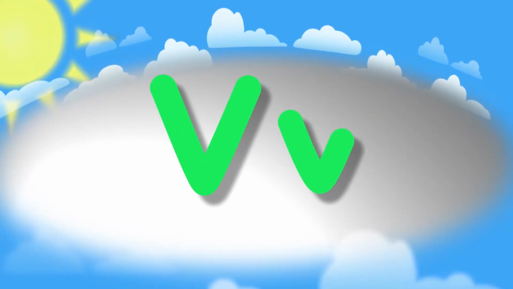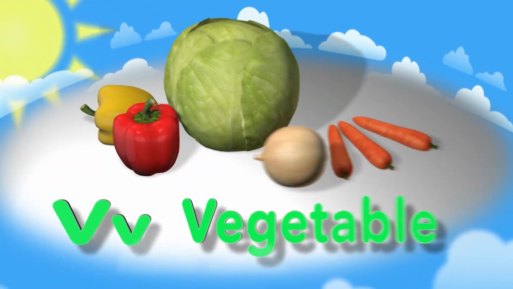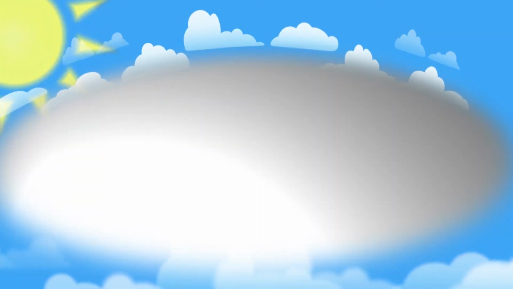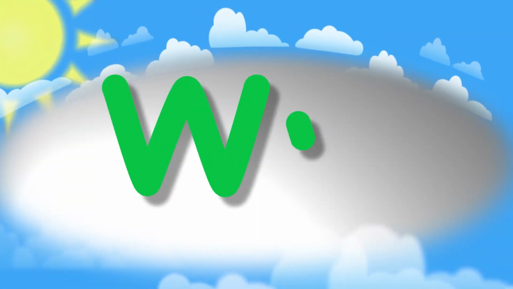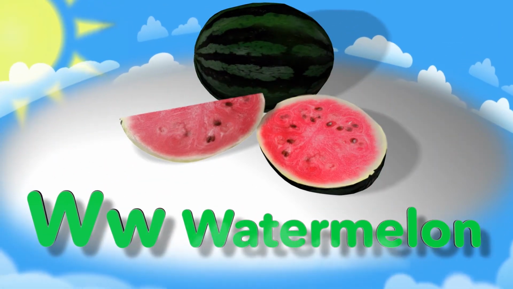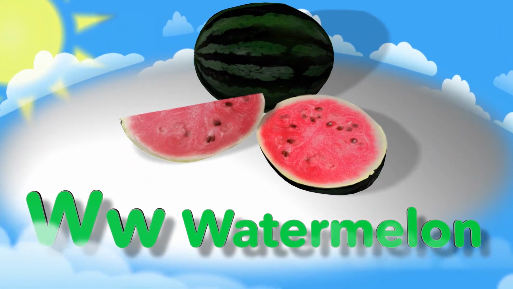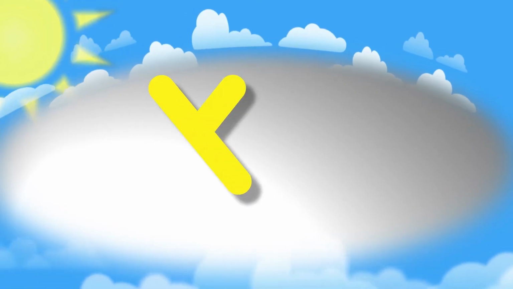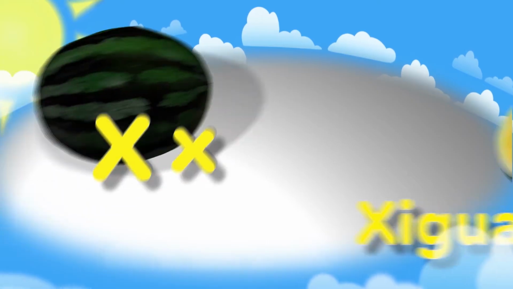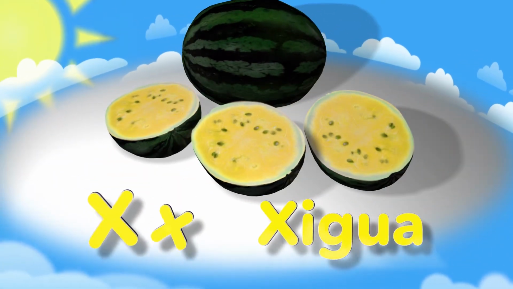Uppercase V, lowercase v. V is for vegetable, vegetable. Uppercase W, lowercase w. W is for watermelon, watermelon. Uppercase X, lowercase x. X is for zequa, zequa.